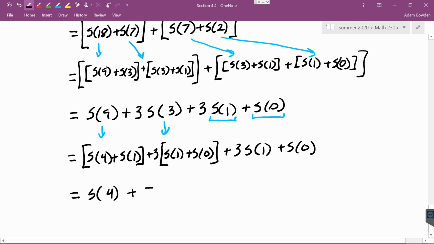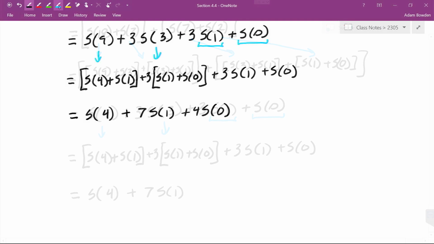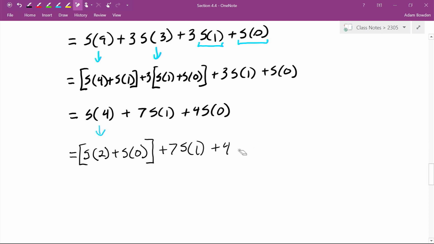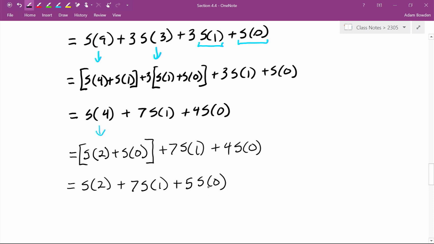Then now we'll have 7 times S of 1. So the next thing we have to do is plug S of 4 into the recursive formula. That'll give us S of 2 plus S of 0. And we'll still have the plus S of 1 and plus 4 S of 0. Okay, and so we'll combine together like terms. We have S of 2 plus 7 S of 1 plus 5 S of 0.